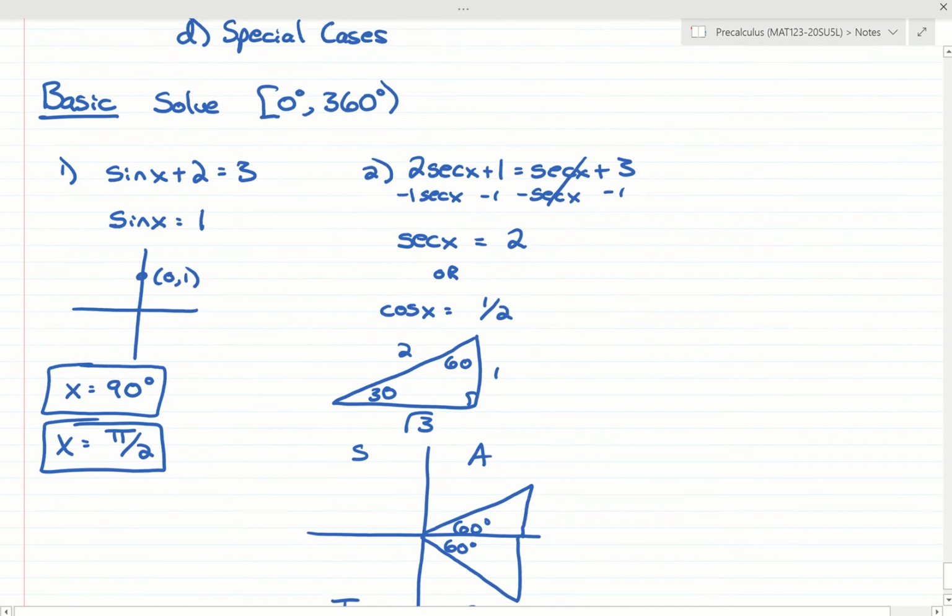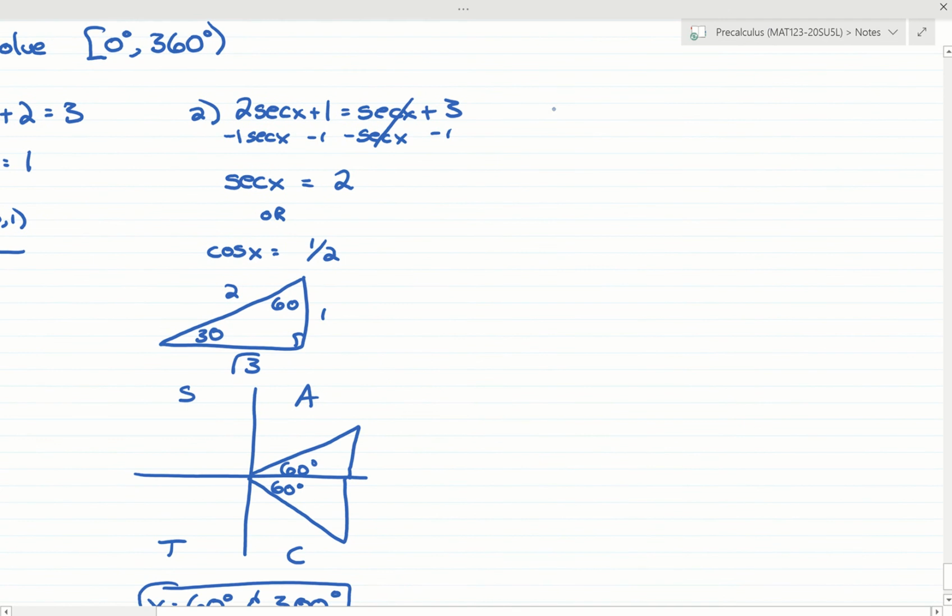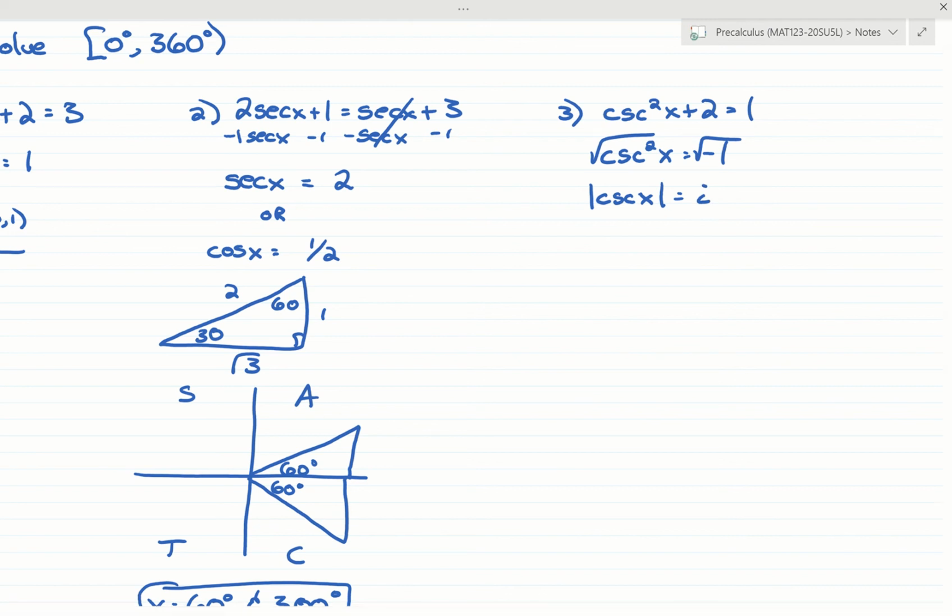Take a look at one more basic kind of problem. What if the problem was the cosecant squared of x plus 2 is equal to 1? So let's bring the 2 on the other side, then take the square root. We get the absolute value of cosecant of x is equal to i. Remember, the square root of -1 is i, and i squared is -1.